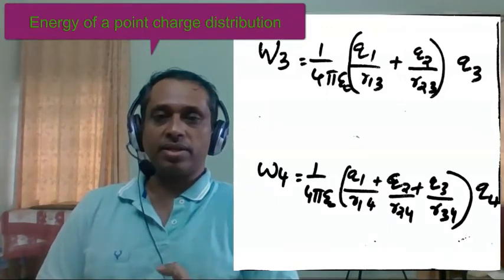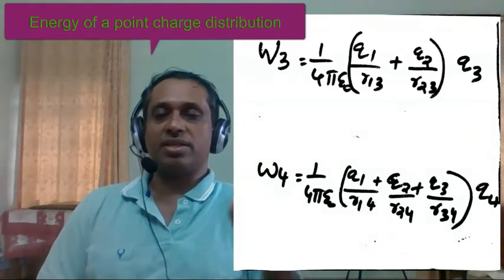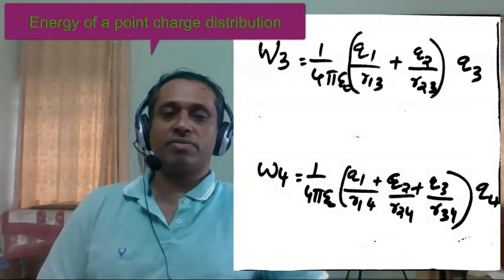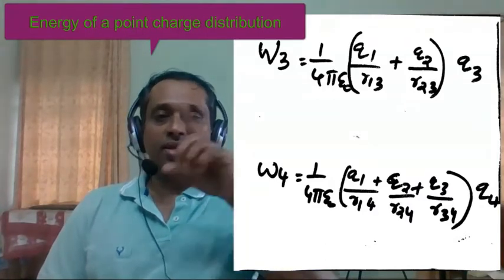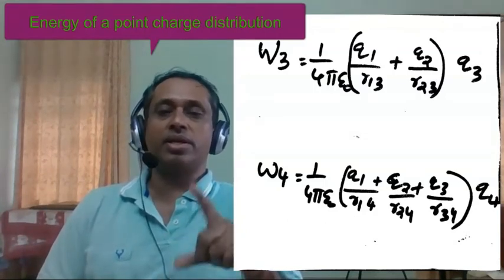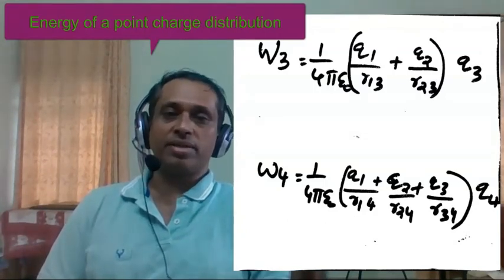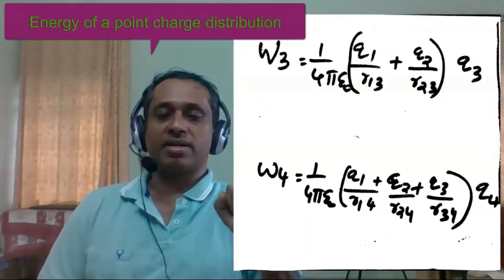So W3, the work done to bring the third charge from infinity to the point of position vector R3, is 1 by 4 pi epsilon 0 Q1 by R13 plus Q2 by R23 times Q3. The charge we are bringing is Q3. So this is the work done.